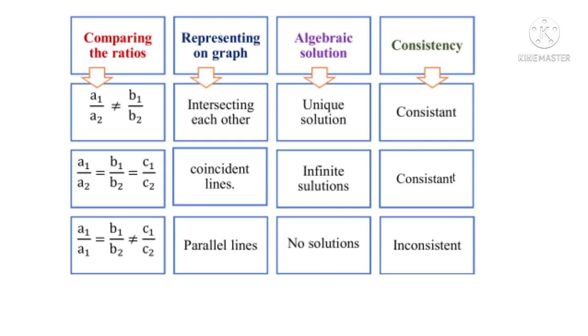In the third case, a1 by a2 is equal to b1 by b2 but not equal to c1 by c2. In such a case, the lines are parallel to each other and hence they do not have any solution. If a pair of linear equations does not have any solutions, they are considered as inconsistent.